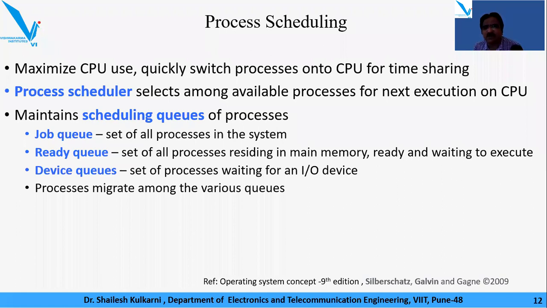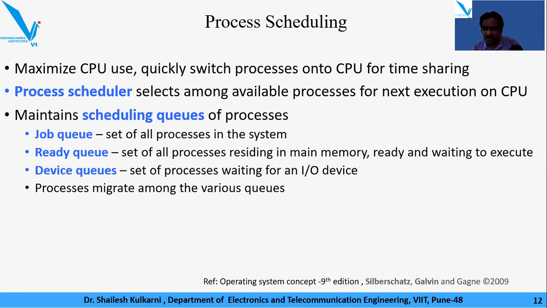Quickly switch processes onto the CPU for time sharing, for example. This is the primary purpose, as I said, since this presentation is basically for a general purpose operating system. A GPOS always has a key design aspect of maximizing the throughput. How many tasks, how many processes could be executed per unit time? The higher the number, the better the throughput, and the better the performance.